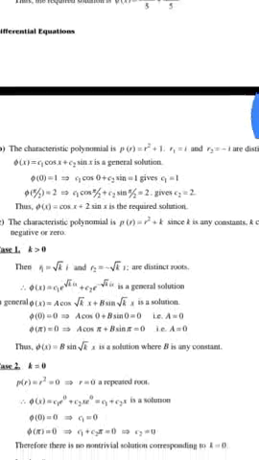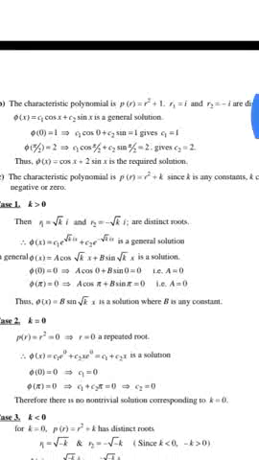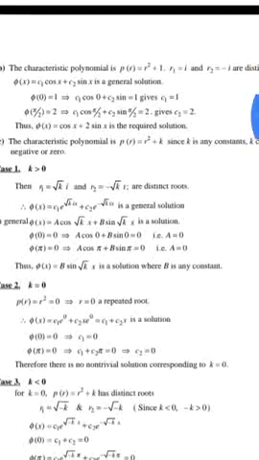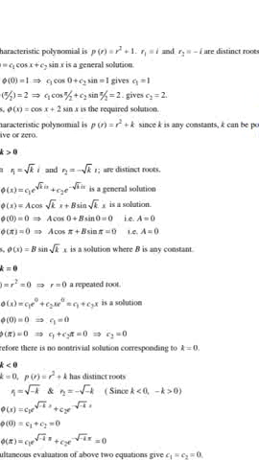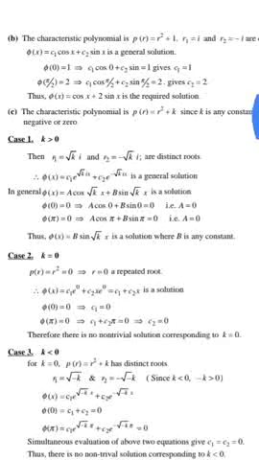The characteristic polynomial is p of r is equal to r square plus 1, r1 is equal to i, r2 is equal to minus i, are the distinct roots. Phi of x is equal to c1 cos x plus c2 sin x is the general solution.